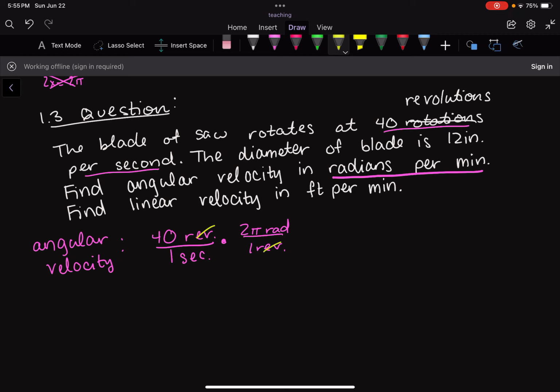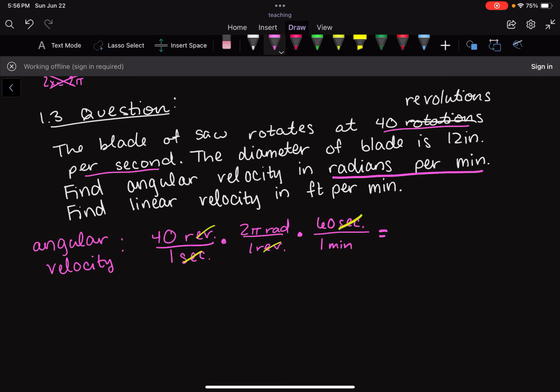Now revolutions is canceled and I have radians, so that's great. But right now I have per second, and I want per minute. So I'm going to multiply, and I know that 1 minute is 60 seconds. The reason I put seconds at the top is so that it would cancel out with the seconds earlier. And then we'll multiply.